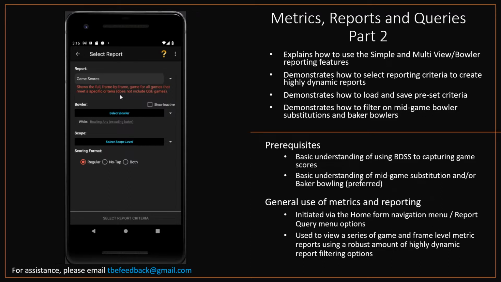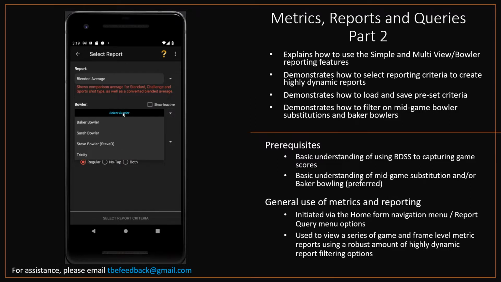Game score shows the full frame by frame game for all games that meet a specific criteria. It does not include games scored by quick score entry. Basic game metrics shows basic game metrics such as high games, high series, average, total games, etc. Series detail shows all completed game scores, series and average for a session of bowling. And then finally, blended average shows a comparison average for standard, challenge, and sport shot type, as well as a converted blended average.